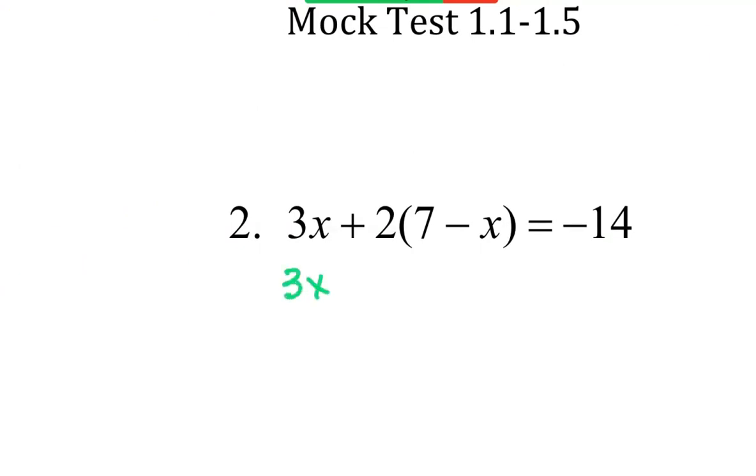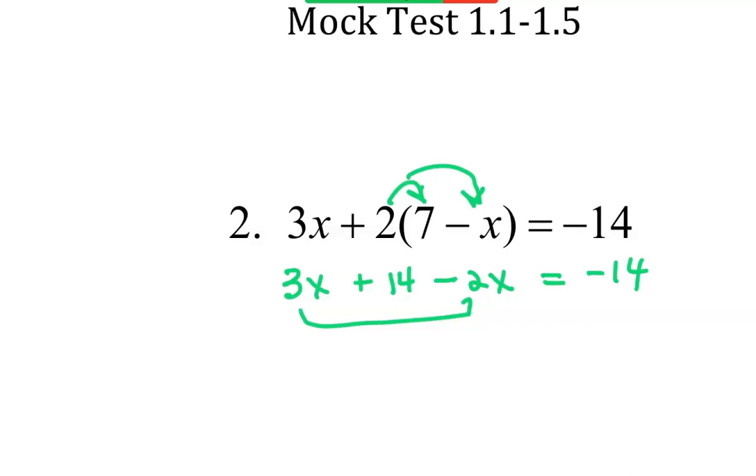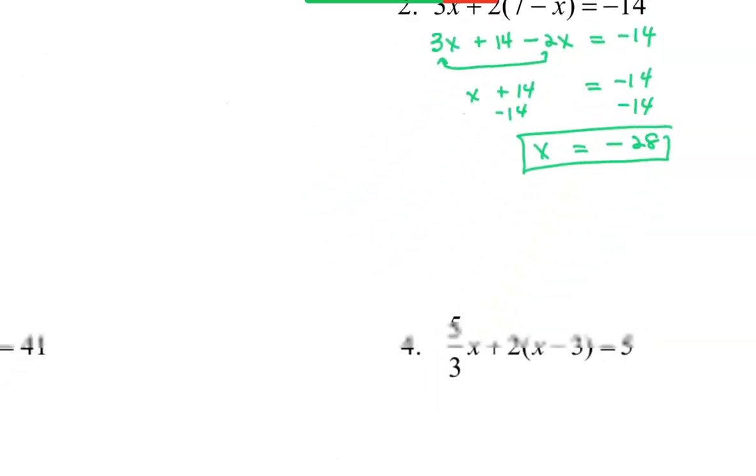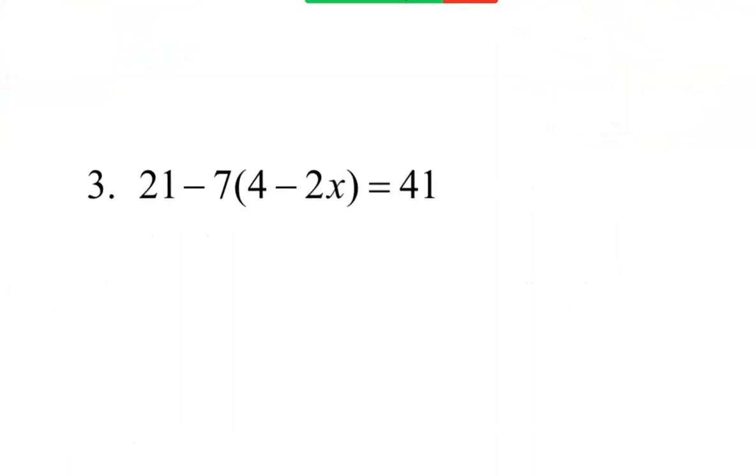So here I'm going to distribute first. When you distribute, it goes both places. So that's plus 14, very careful, minus 2x equals negative 14. Okay, bring these two together. 3x minus 2x is x. Now I have x plus 14 equals negative 14. Subtract 14, subtract 14. X will equal negative 28. Okay? Distribution was key.